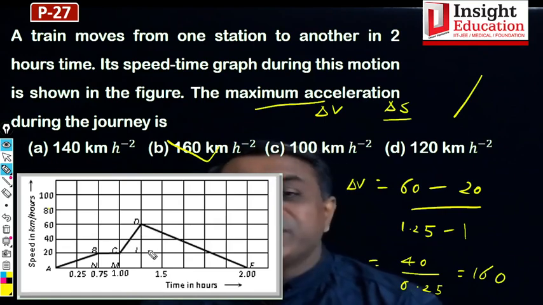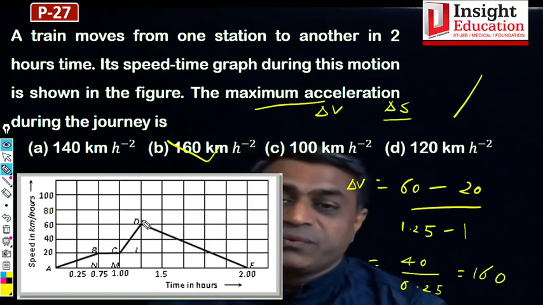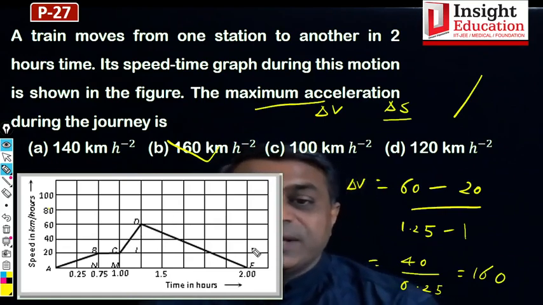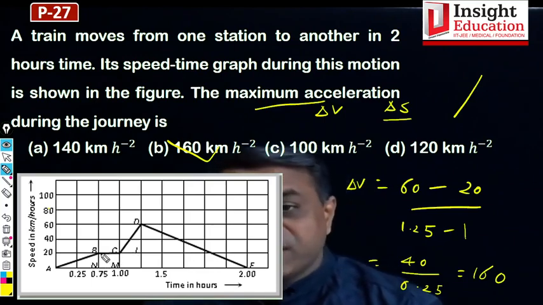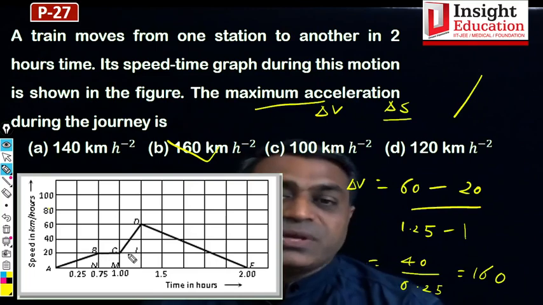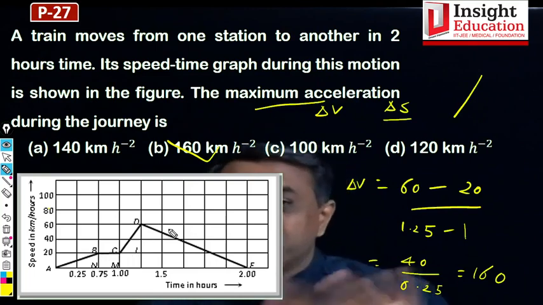For maximum deceleration, we have to focus on the negative side. In which part is acceleration 0? Now here you can see acceleration is 0. So based on the question, now you can give the answer.